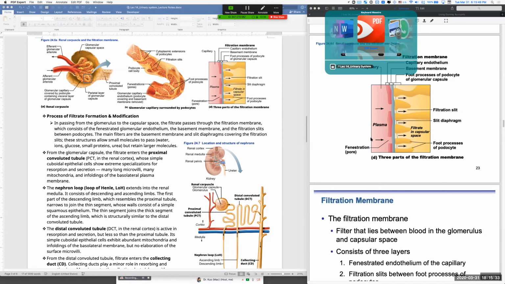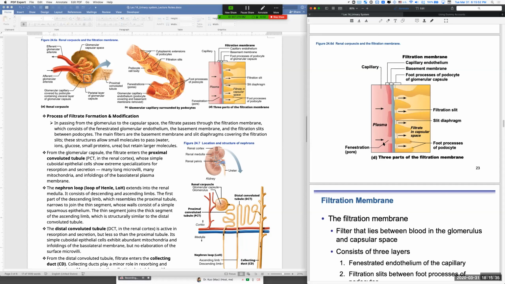Generally, only the small molecules like water, ions including sodium, potassium, chloride, okay, glucose, small proteins, okay, as well as a nitrogenous waste like urea are allowed to pass through into the capsular space. Things that are kept inside the blood are the blood cells, like white blood cells, red blood cells, okay, platelets. Those are too large under normal circumstances to pass through the filtration slit. That's why they stay inside your blood, okay.